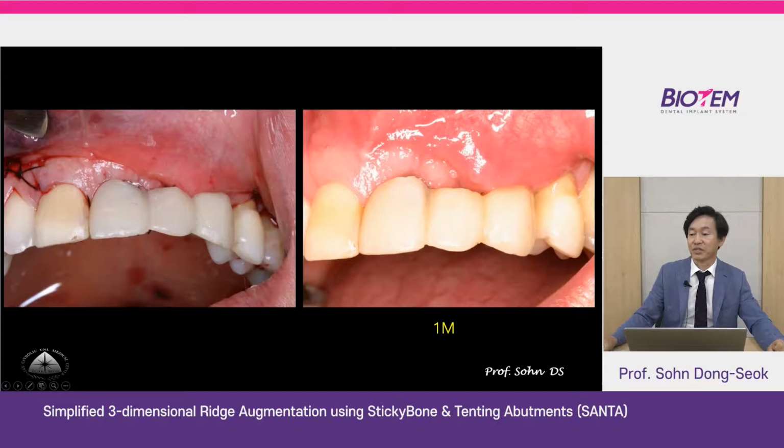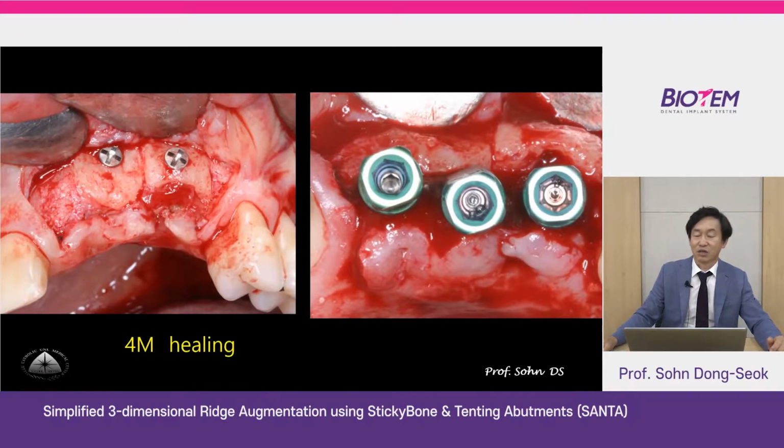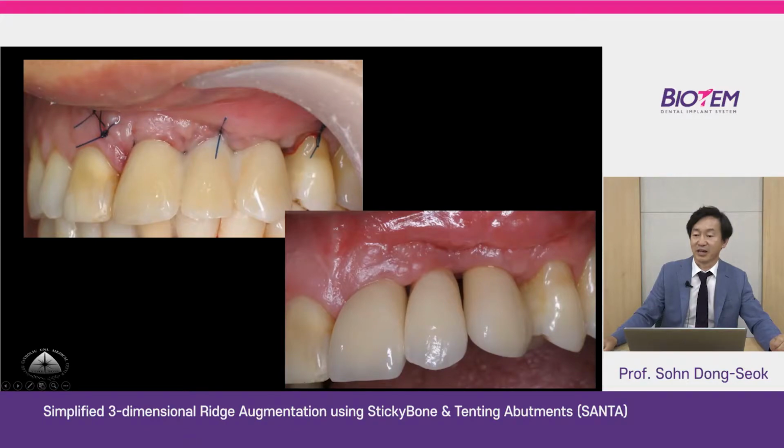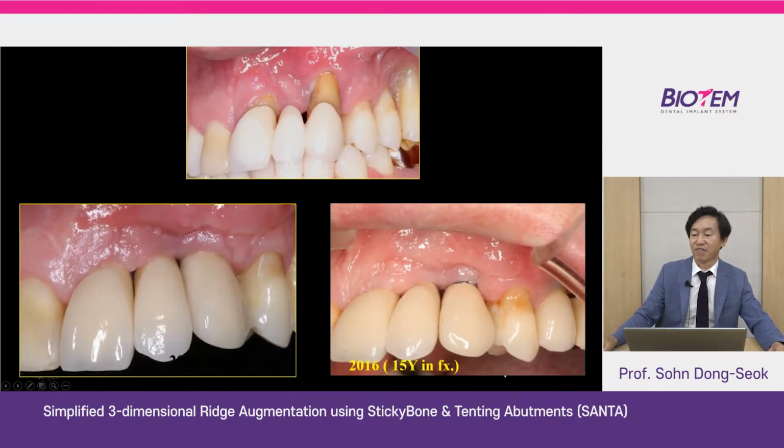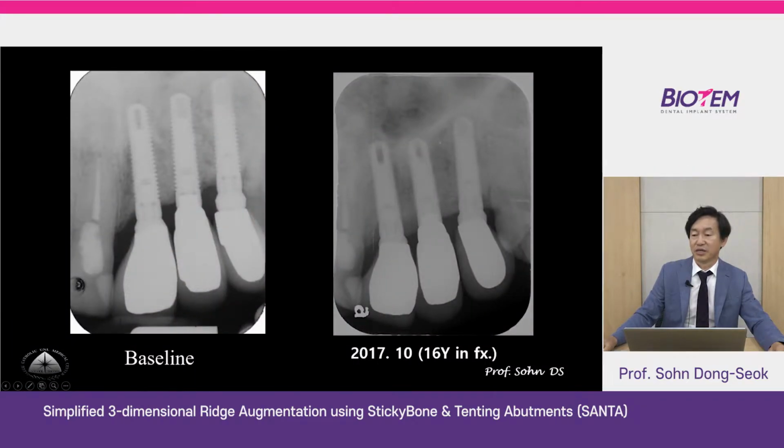This is post-op. This is 1 month healing. Healing was uneventful, but the patient complained of mild numbness and moderate facial swelling after surgery. 4 months of healing was allowed, and the implant was placed, and immediate restoration was delivered on the next day. This is the final restoration. This is before. This is after delivery of the final restorations. This is 15 years in function. This is the periapical radiogram of baseline, and this is 17 years in function. You can see good marginal bone stability.